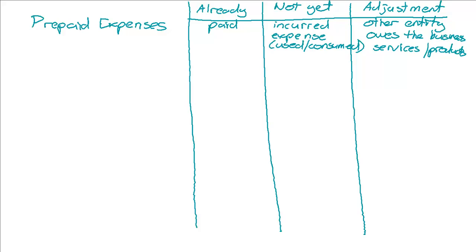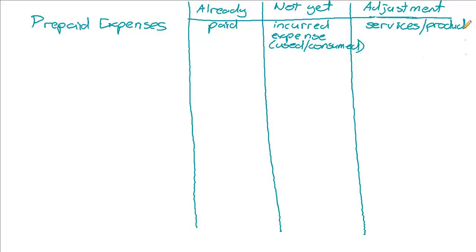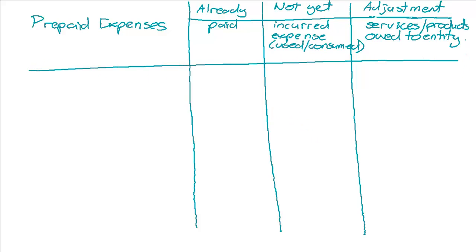Good. So we can maybe just write it slightly shorter. So we can say that services or products are owed to the entity in question. That was for prepaid expenses.